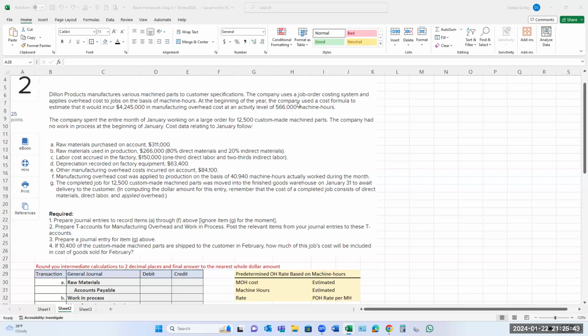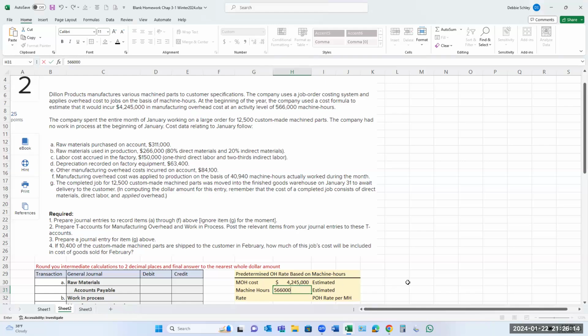At the beginning of the year, the company used a cost formula to estimate that it would incur 4,245,000 in manufacturing overhead costs. Okay, so that's my estimated manufacturing overhead cost. Remember that from before? So I'm going to type that down here because that's going to be important later. There's my estimated at an activity level of 566,000 machine hours. Okay, so now I'm not going to lose those numbers.